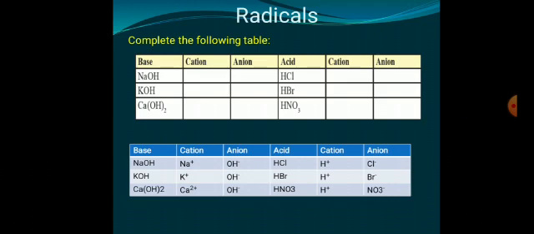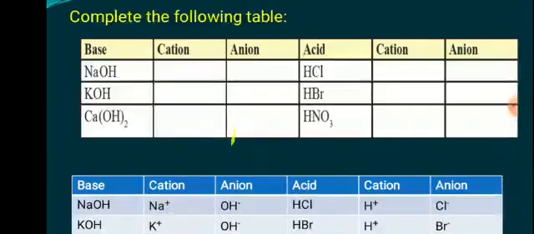Today we are going to learn about radicals. Compounds with ionic bonds have two constituents. These are a cation, positively charged ion, and anion, negatively charged ion. They take part independently in chemical reactions and therefore they are called as radicals. Let us see this chart.